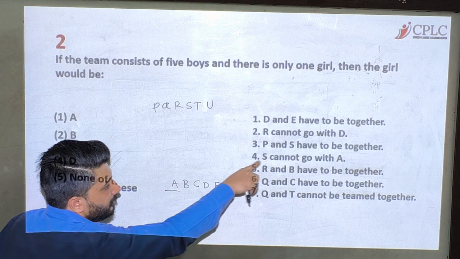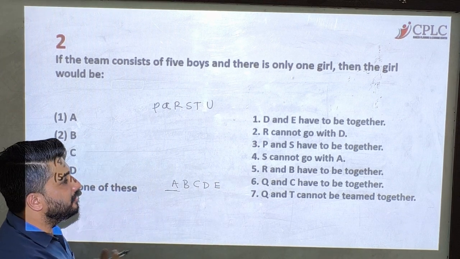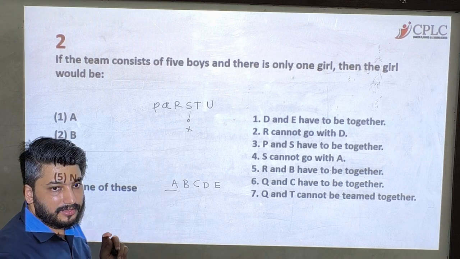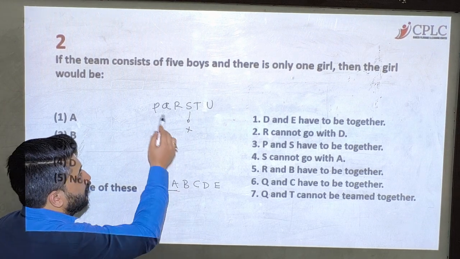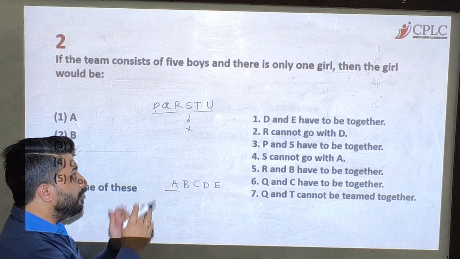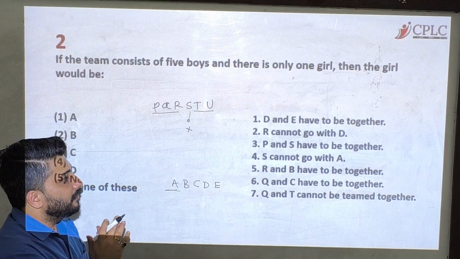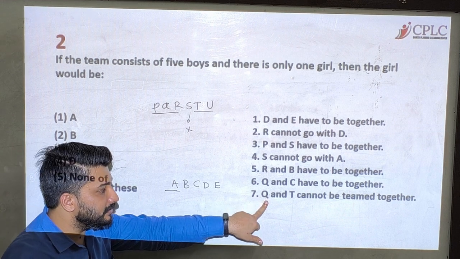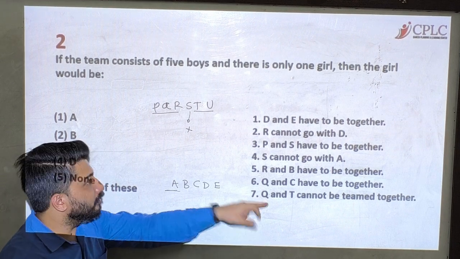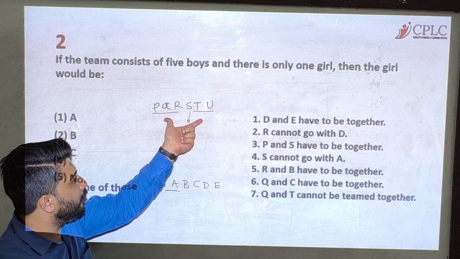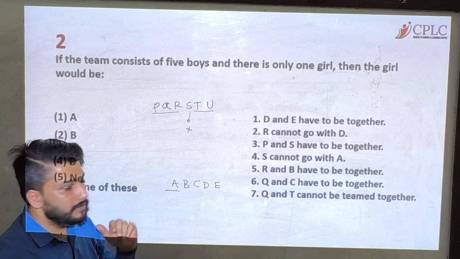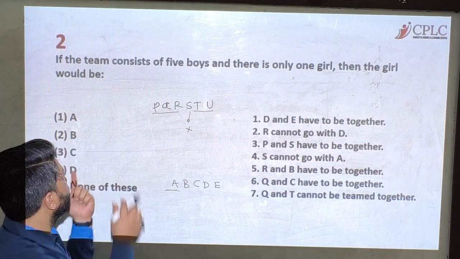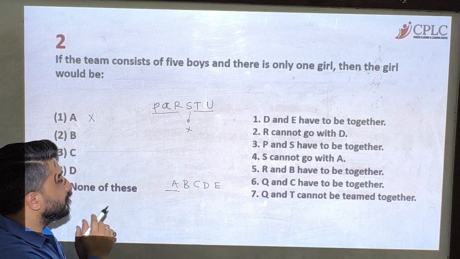A's condition is that A cannot go with S. So if we select A, we will not be able to select S, for example, and then that means these 5 boys will be in a team, which is not possible. The reason being condition number 7 says Q and T cannot be teamed together. So here we would have to put Q and T together, which is not possible. So obviously this girl cannot be the one that we are supposed to shortlist.